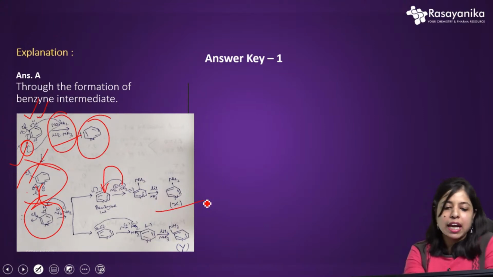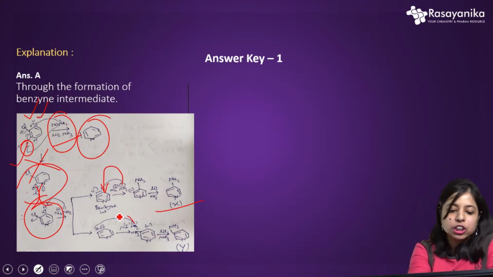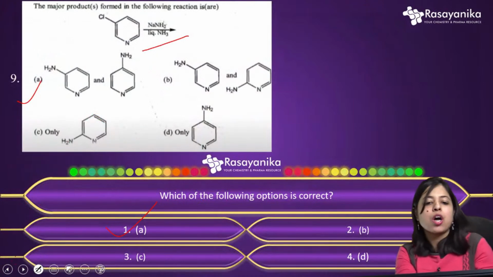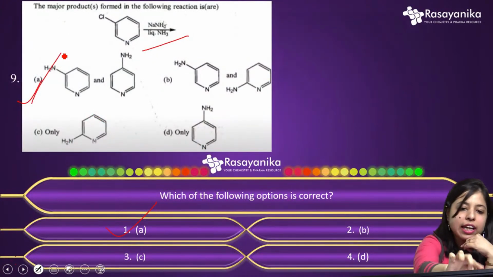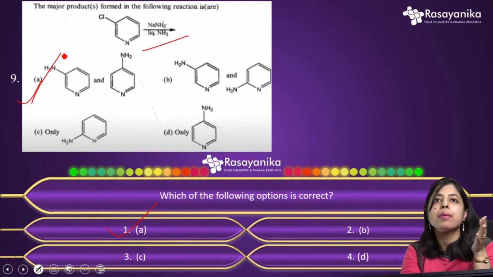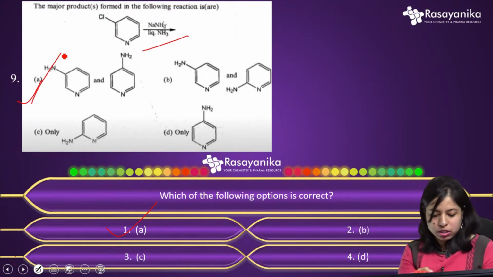Next, we can attack another position, that is this one, and thus we will get this molecule. So we will get X and Y, and if you look carefully at the options, option A is the correct option, which we already found. So this is nothing but that benzyne intermediate, following some simple kind of equation.